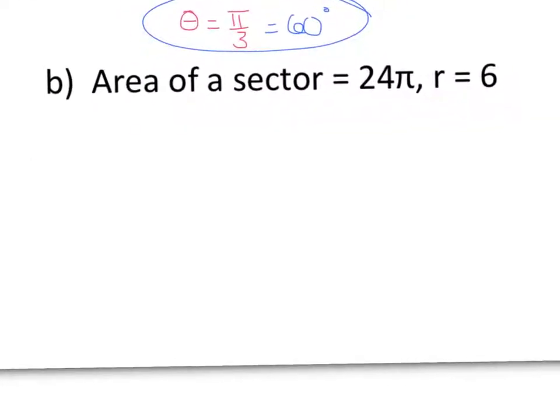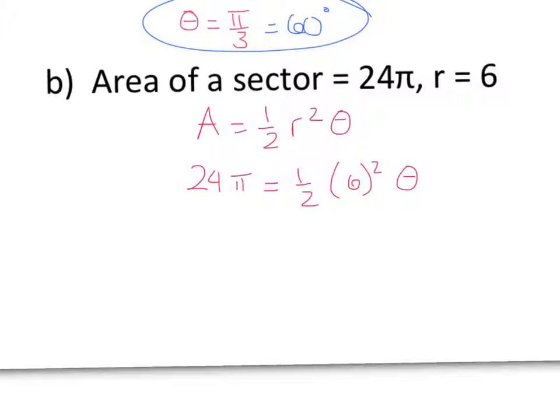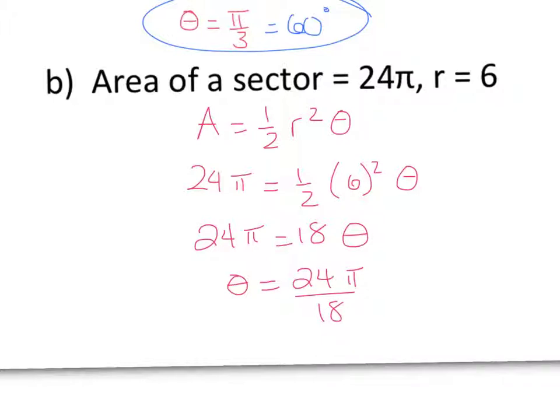Alright, this time we're given the area of the sector, and remember we're looking for theta. So I'm going to manipulate this formula this time. Half r squared theta. So 24 pi equals 1/2 6 squared theta. So that's 24 pi, 6 squared is 36, half of that is 18 theta. Divide both sides by 18, and now we're going to reduce this. And our answer is, they're both divisible by 6, so our answer is 4 pi over 3.